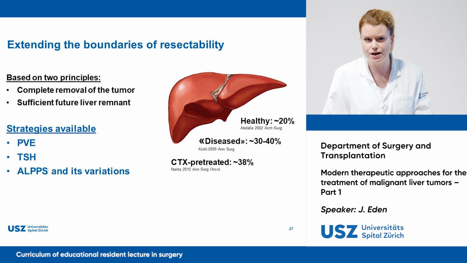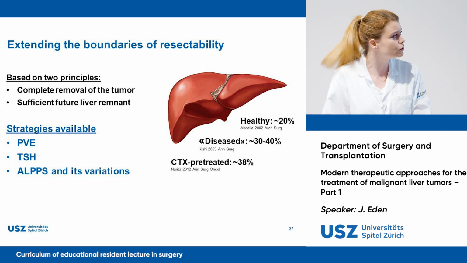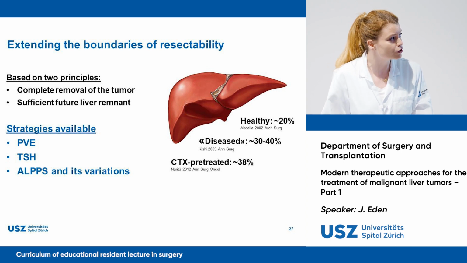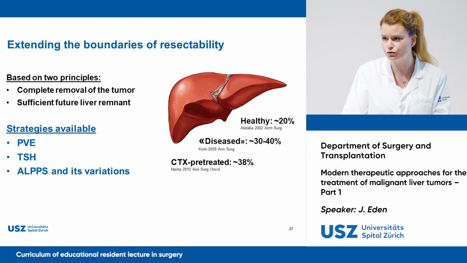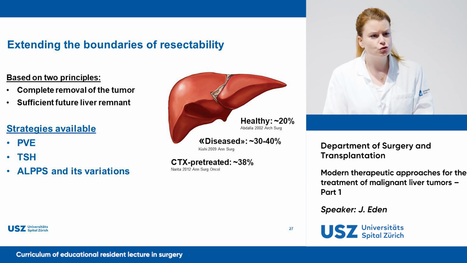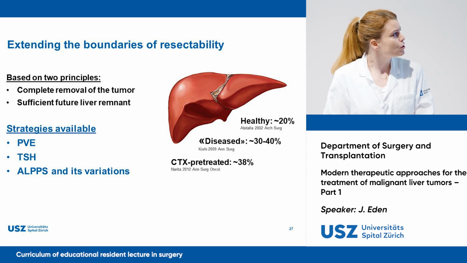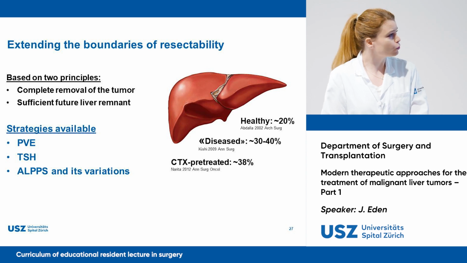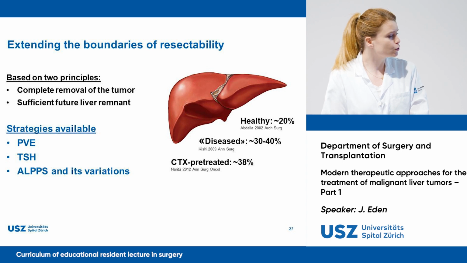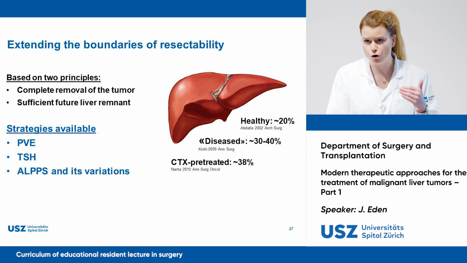In a diseased liver, meaning a liver suffering from fibrosis or cirrhosis, we opt for a larger future liver remnant of about 30 to 40%. And in chemotherapy pre-treated livers, due to its high toxicity to the liver, we need to go for an even larger future liver remnant of about 38 to 40%. So what strategies are available out there? We have the PVE, the portal vein embolization, or ligation for that matter, the two-stage hepatectomy, and the ALPS procedure and its variations, and we will go over them one by one.